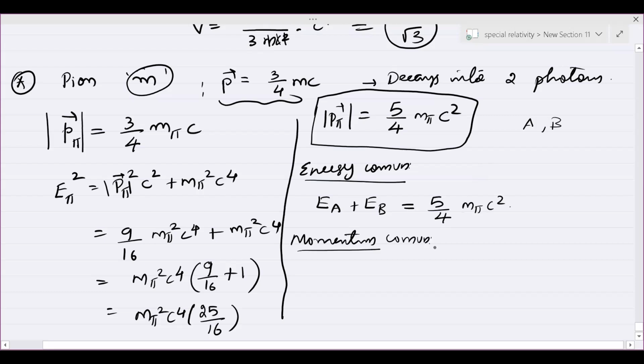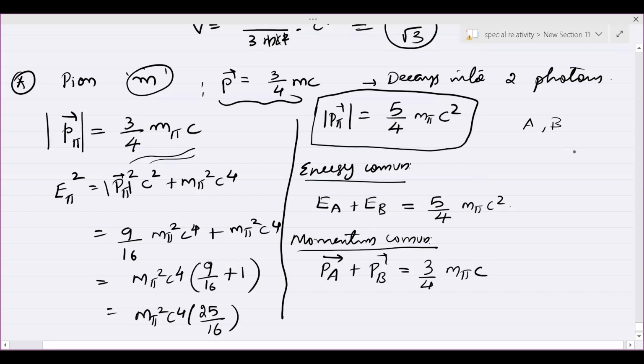Momentum conservation tells us that PA plus PB is equal to the momentum, which is given as 3 by 4 m pi c. There is some vector here, but we'll make it as magnitudes.